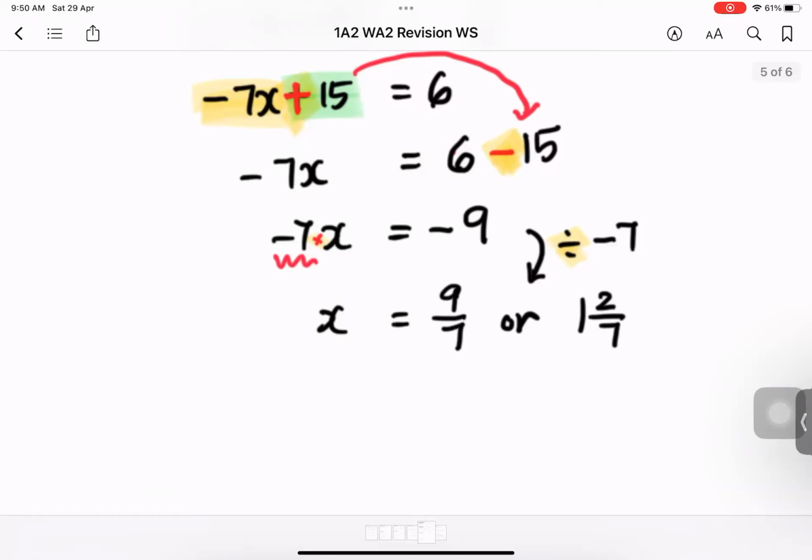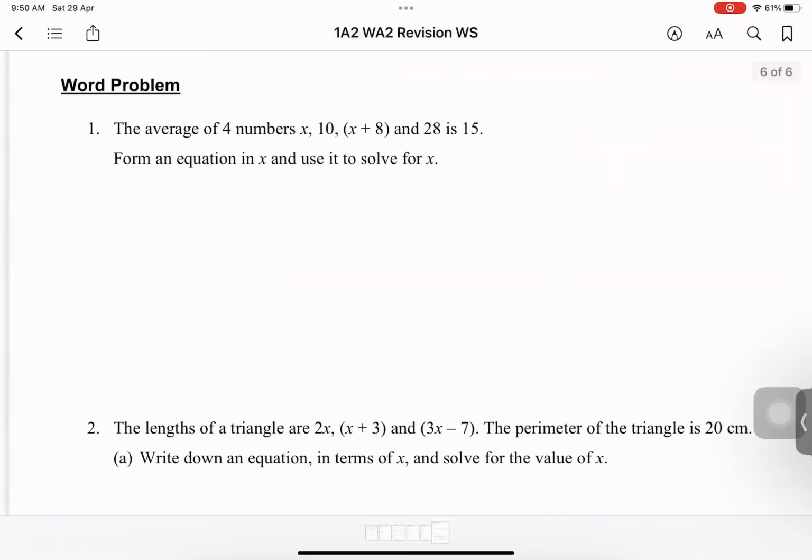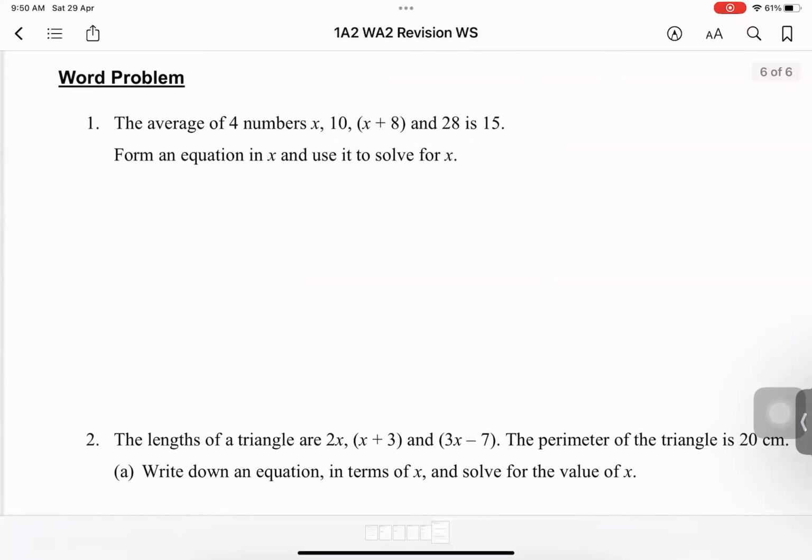Okay, I'm left with the last 10 minutes. I'll do two more questions on word problems. I'll leave you the third question to do on your own. Okay, we'll go to the last page. Last page, word problem. Now question over here.